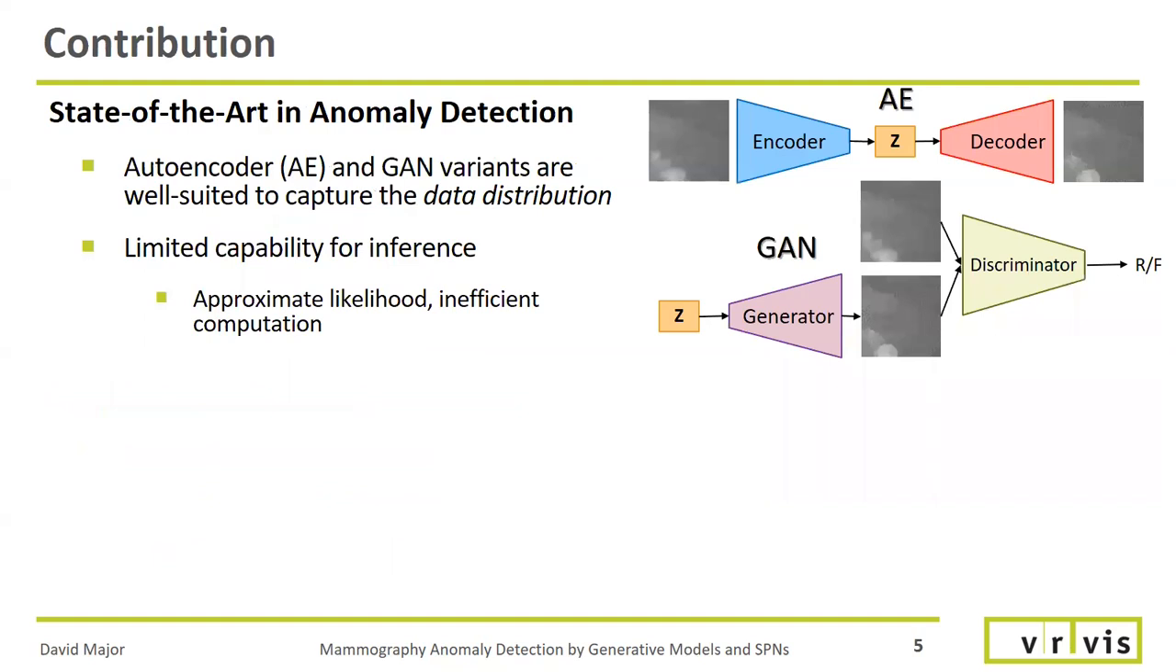State-of-the-art utilizes different autoencoder and GAN variants to solve the anomaly detection task. These methods are well suited to capture the data distribution, but fall short when it comes to inference. They usually apply image reconstruction quality or variational inference to compute anomaly scores, which are merely approximations of likelihood and can be inefficient to derive.